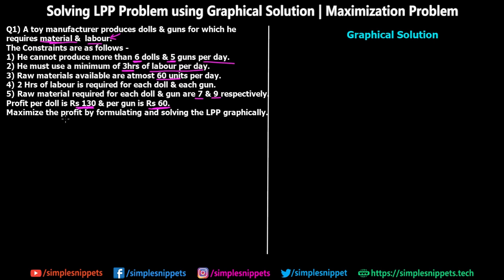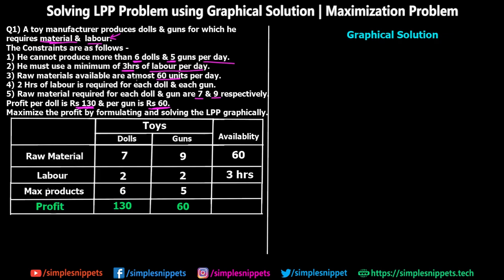Now we have to maximize the profit by formulating and solving the LPP graphically. So our end goal is to maximize the profit because the toy manufacturer wants to make huge profit and he wants to know how many quantities of dolls and guns he should produce per day, which will give him maximum profit. So this is our end goal, right? So let's start off with formulating the table. So we have to first formulate or convert this word problem into an LPP problem. So that's what is called as formulating the LPP.